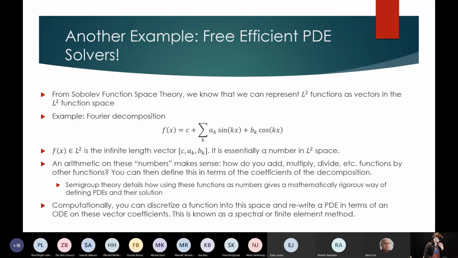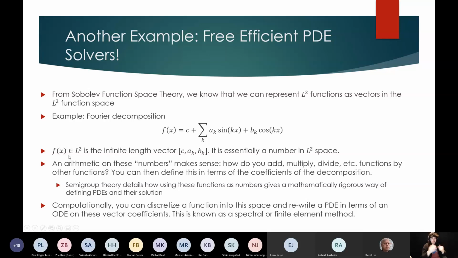Another example of this is that, in Sobolev function space theory, you can represent L2 functions as vectors in L2 function space. So for example, you can use a Fourier decomposition, and you can say f of x as a function is just a vector given by the coefficients in the Fourier expansion, right? So you can always write down functions inside of function bases by their functional expansions. And this is a number in a vector space, so you can think of this function as a scalar value inside of the L2 functions.